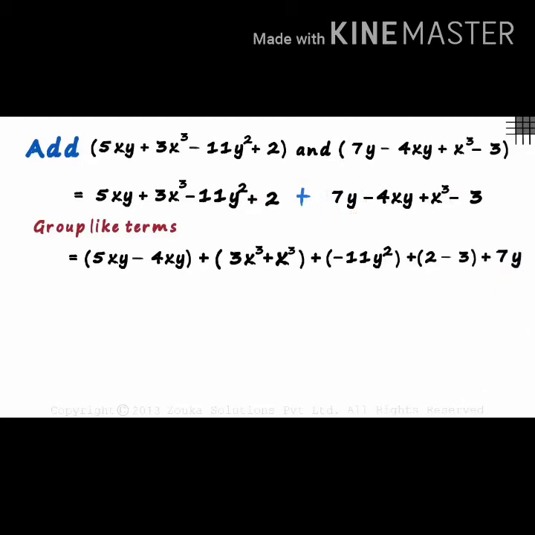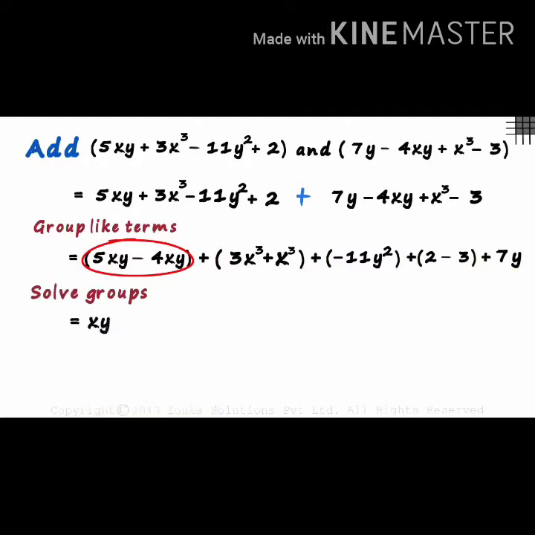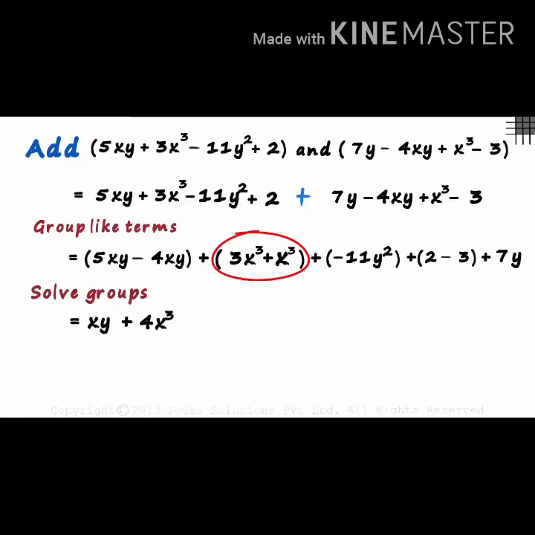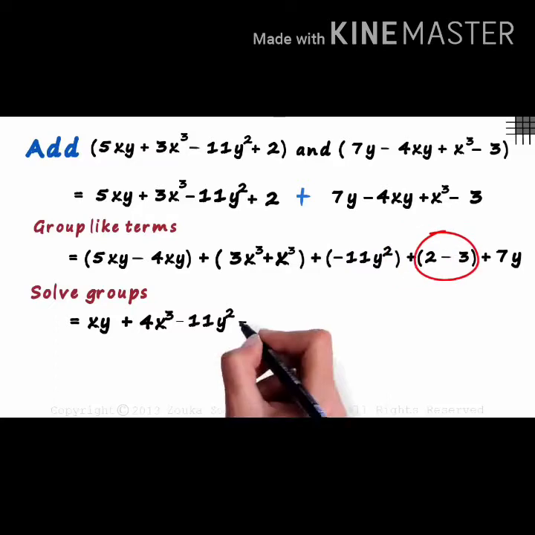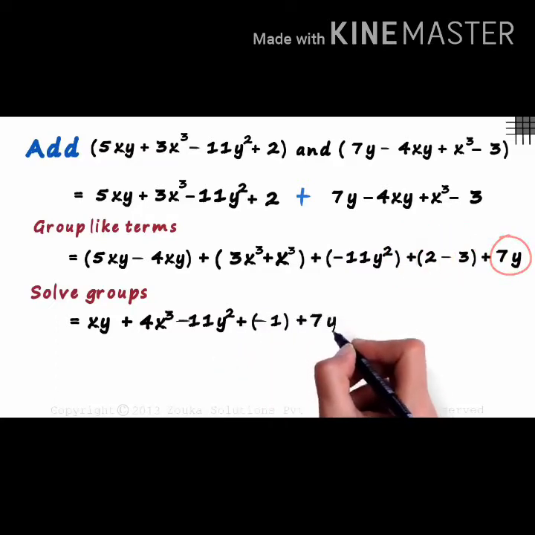In the second step, we need to solve each group. 5xy minus 4xy equals xy. 3x cubed plus x cubed gives us 4x cubed. We write minus 11y squared here. 2 minus 3 is minus 1. And we have 7y here.